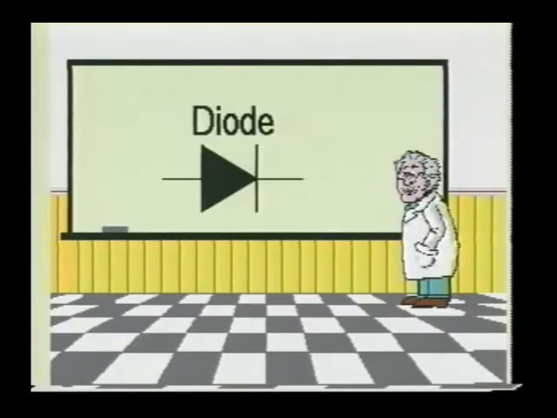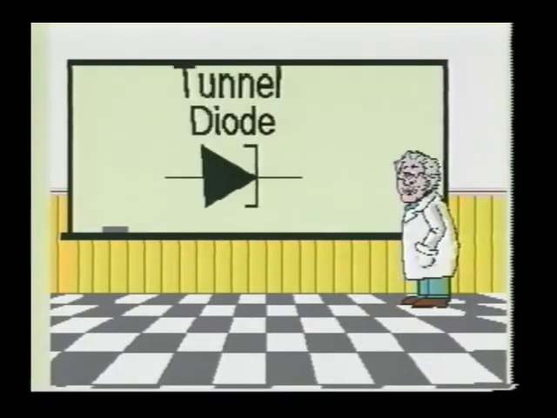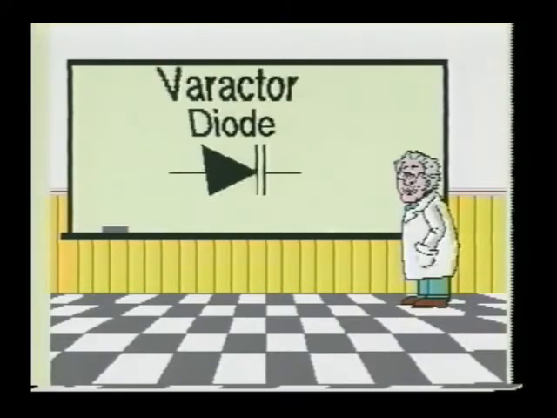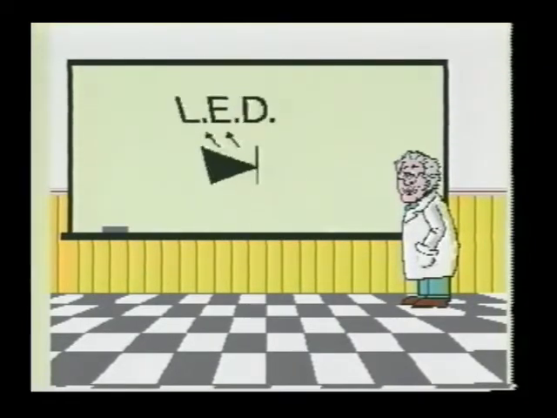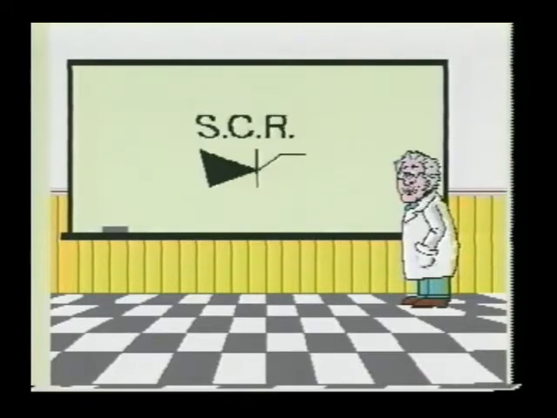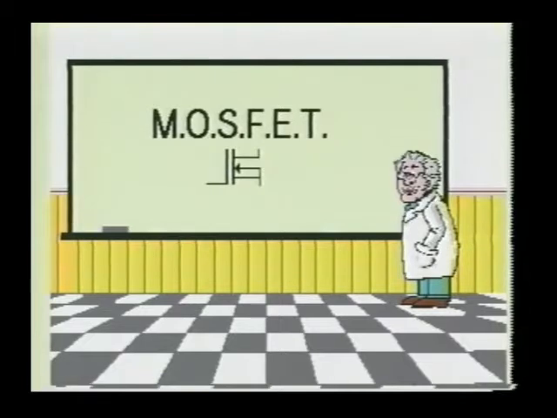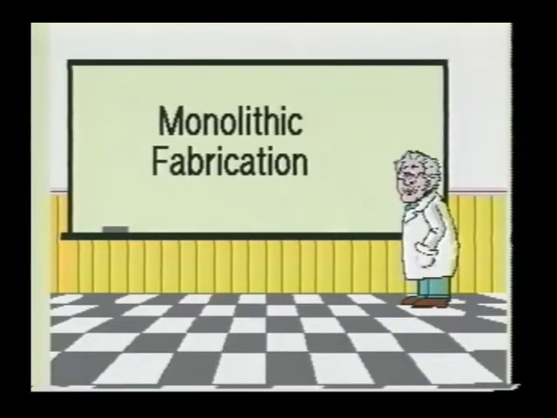Next, you will study many of the more common solid-state devices to gain a better understanding of semiconductor theory. You will see how these devices actually work. You're watching a listing of some of those devices to be covered in this video. Finally, you will see how many of today's integrated circuits are manufactured using a technique called monolithic fabrication.